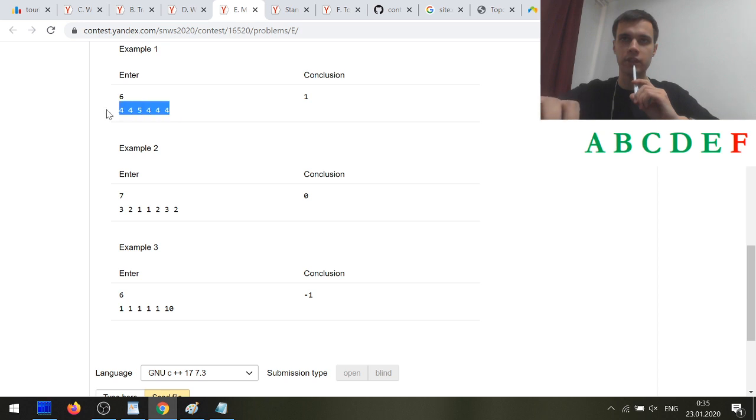So for example, in this case, if I form 2 triangles, one triangle of sides 4, 4, and 5, and the other one is a triangle of sides 4, 4, and 4, I get a difference of 1. And here I guess I can make 2 polygons.